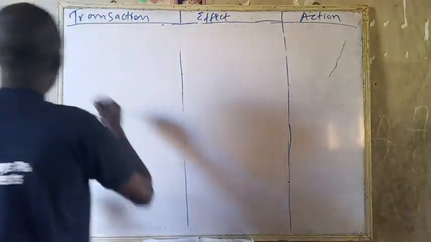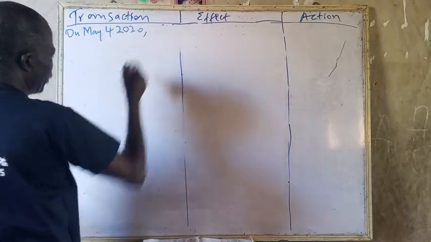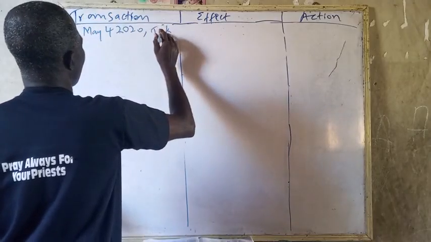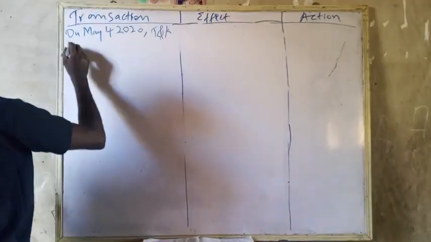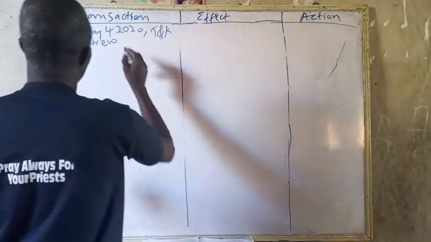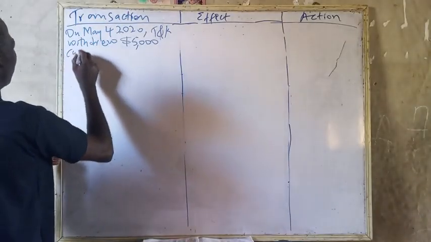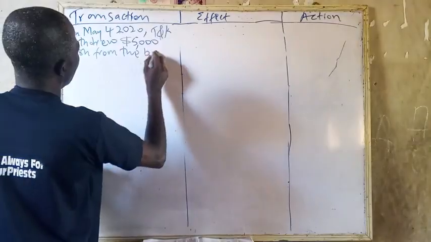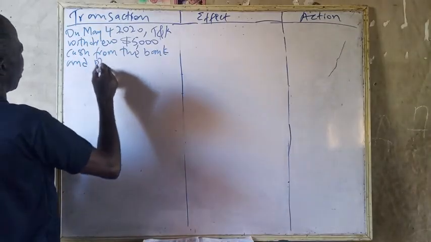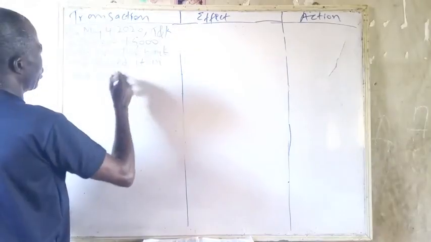Example 3. On May 4th, 2020, T and K, that's the owner of the business, withdrew $5,000 cash from the bank and placed it in the cash box.